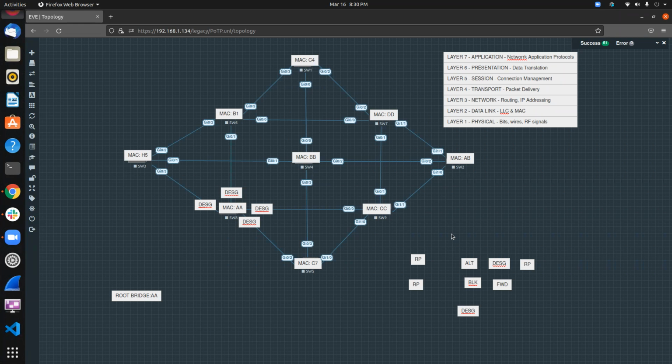Okay. I know what you're trying to say: lowest cost to the root bridge, right? Yes, okay, lowest cost. So now that's your question. So we have 3, 1, and 2.